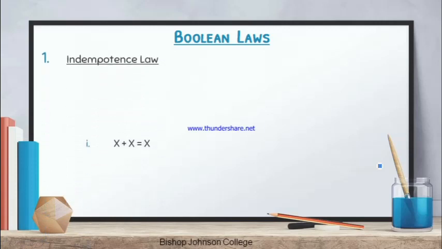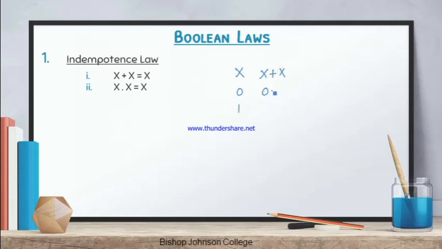Then Boolean laws. First is the idempotence law. It says X plus X is equal to X, and second, X dot X is equal to X. How is it? Just check. X is a proposition with value 0, 1. When you say X plus X, it means 0 plus 0, and when it is 1, 1 plus 1. What is the value of 0 plus 0? It is 0, and 1 plus 1 is 1. So you can see it is the same as X. So X plus X is also X.